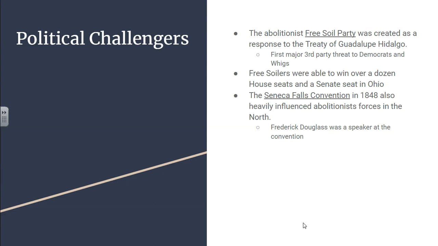The first major third-party threat to the Democrats and the Whigs was the Free Soil Party. The Free Soil Party actually is rather significant in that they have some pretty heavy players in American politics join them, Martin Van Buren and a couple others, who try to create more of a national political party. They do win a dozen seats in the House, they win a Senate seat, and they do have some national play. But again, compared to the strength that the Democratic Party has throughout the nation, both in the North and especially in the South, the Free Soilers aren't going to really hold a candle to the power that the Democrats have.